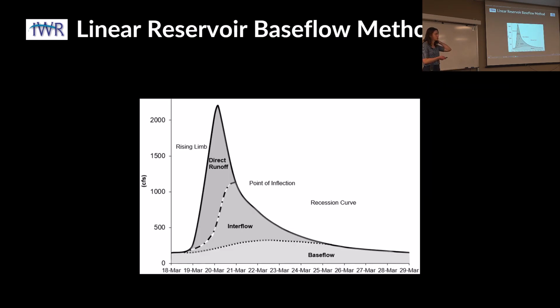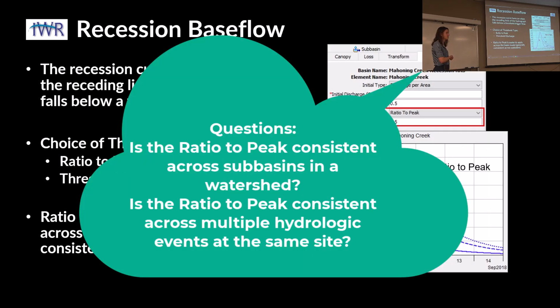Okay, that was it for recession baseflow. The ratio to peak tends to be consistent across a watershed, right? And some of that depends on like how large your watershed is, right? Especially in the sizes that we work in the core. So that is why we recommend using ratio to peak.